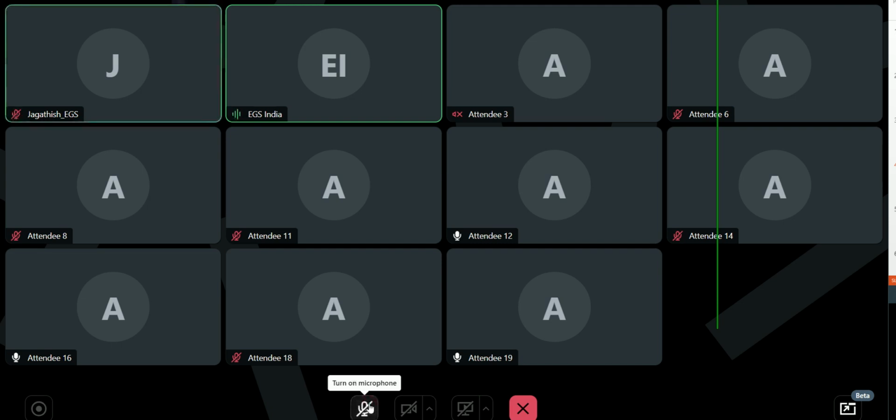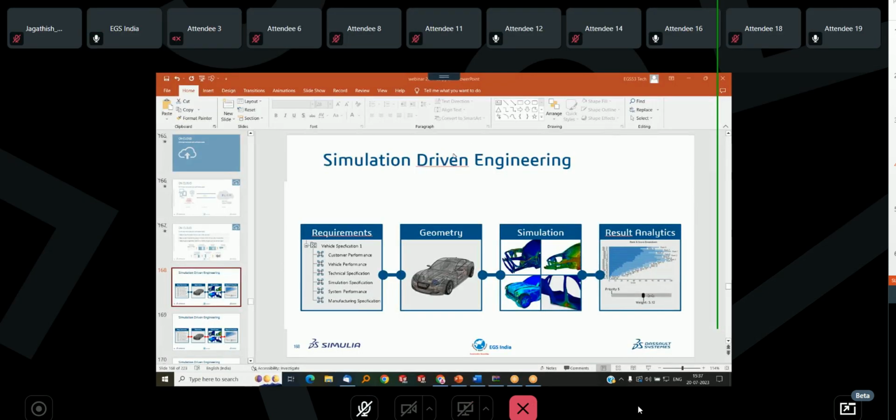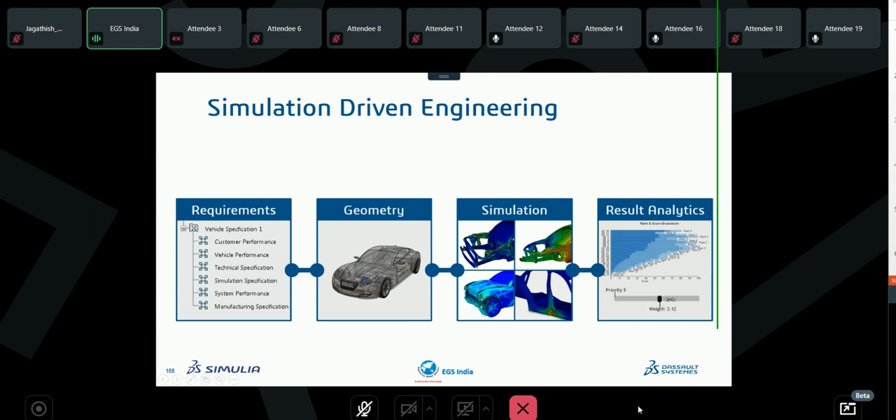Okay. Let me share my screen once again. Okay, right. I think my screen is also visible. So let me proceed directly to the presentation. I don't know where I left off. I think most probably this is the slide where it got disconnected. So I will just proceed with my presentation.